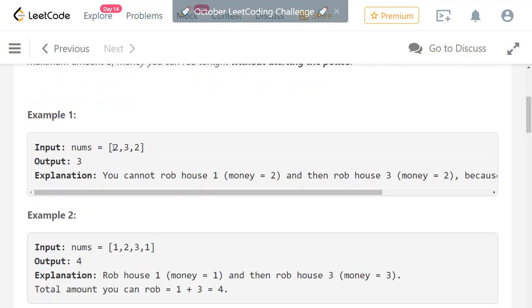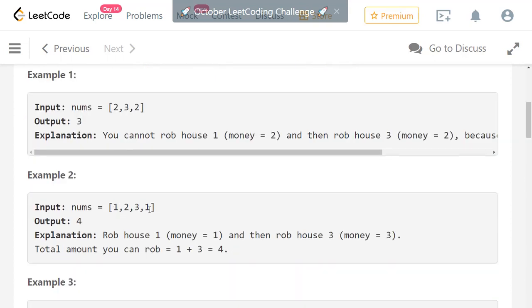In the first example we have three houses. Because they are in a circular path, if you take any two houses, they will be adjacent. That means every house is adjacent to the other two houses. So he can at max break into only one house, so the answer here will be the second house.